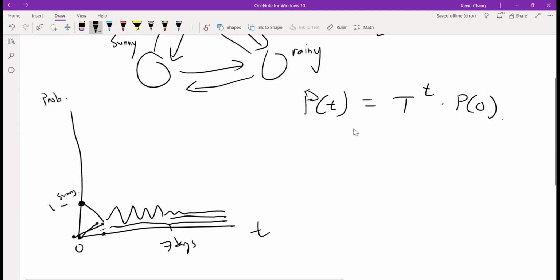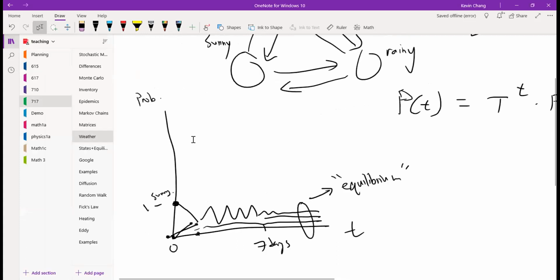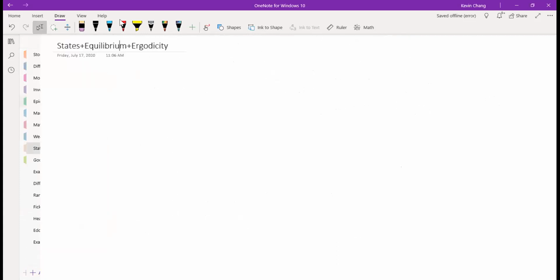I also want to say that you'll notice that after a long period of time, these converge to some average number. This essentially reaches an equilibrium, you would say. So the numbers don't change after this. And we're going to talk about equilibrium really quickly, and different types of states.